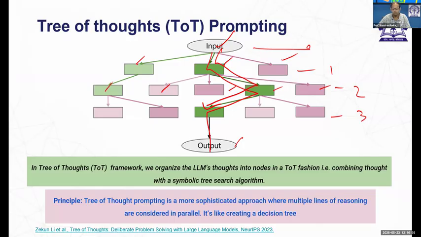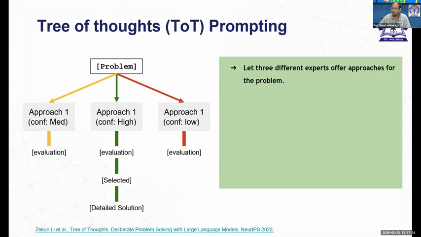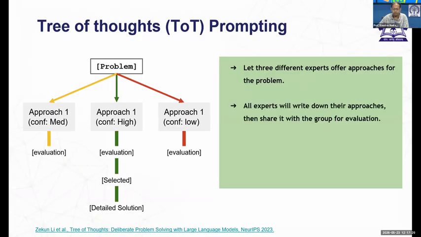Tree of thought prompting is a more sophisticated approach where multiple lines of reasoning are considered in parallel. It's like creating a decision tree. Like this is the problem here. You could take approach 1, which is medium confidence and gives you the evaluation solution. Another approach is high confidence and could give you the detailed solution. Another one is low confidence, which also gives you an evaluation. And you can choose the one that gives you the best solution. Different experts offer approaches for the problem, then all experts write down their approaches and share them with the group for evaluation. The suggested approach is the one with the highest confidence after the evaluation.